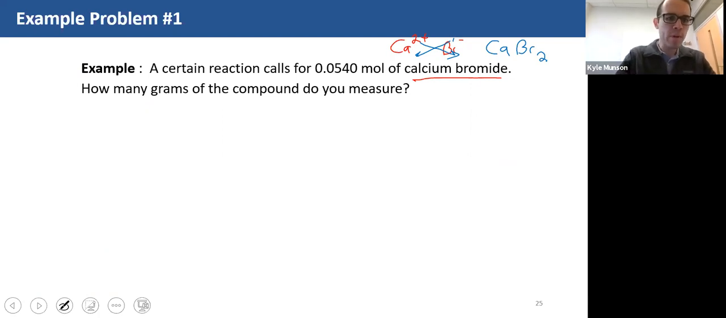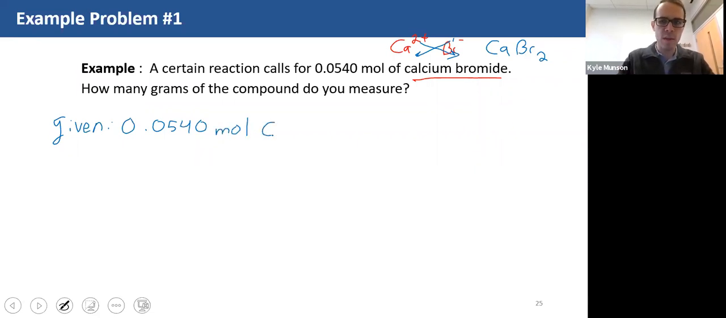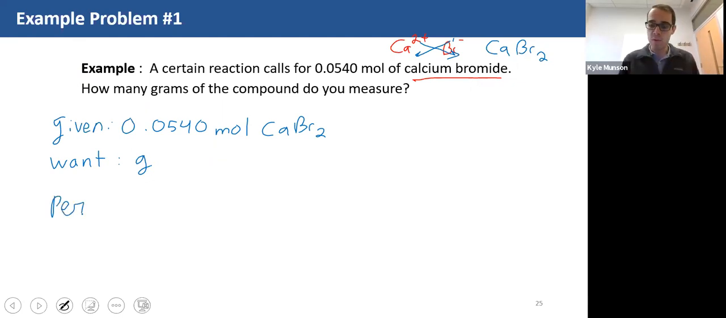So we're given, okay, I'm not going to write out all these steps for all the problems we're going to do in this video, but these are the general steps that we're going to take. So we're given this amount of moles of calcium bromide. We want grams, okay? And for our per expression, remember, like we showed here, from going from mass to moles, what we use is the molar mass. So I need to calculate the molar mass of calcium bromide.